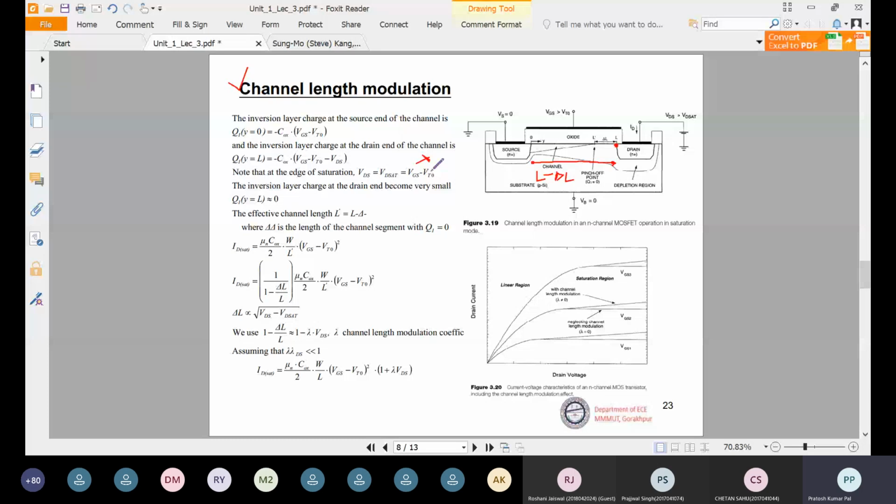If somewhere it is written as gate overdrive voltage, there is some issue with the writing. Gate overdrive.